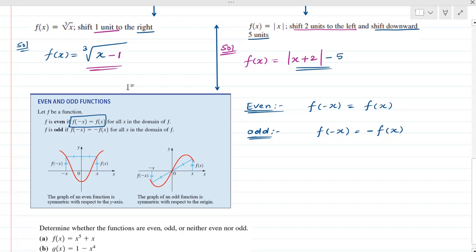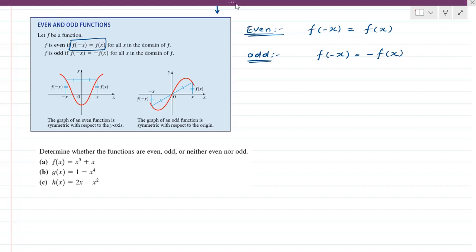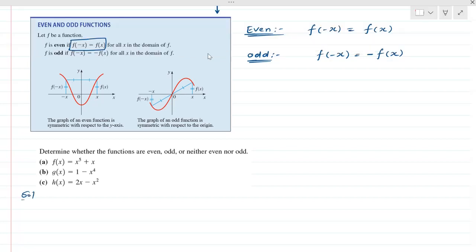This is the rule. If it is neither, it will not satisfy any of the conditions. So therefore it is neither even nor odd function. This is a very important concept in calculus. Now we will take the first one. What is the first one here? A is given by f of x equal to x to the power 5 plus x.